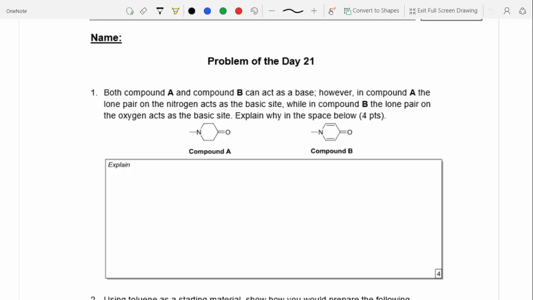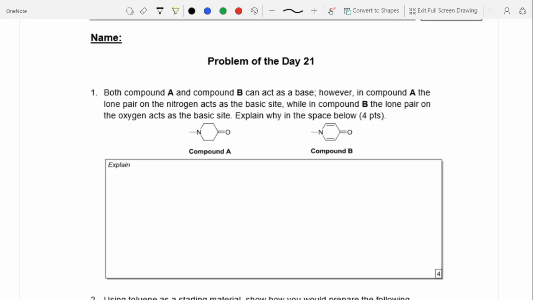If we compare compound A to compound B, the only difference is a couple of double bonds, right? Normally a nitrogen compound is going to be more basic than an oxygen compound, right? So if we look at something like ammonia, NH3, that's more basic than water. Why is that? Yeah, oxygen is more electronegative.